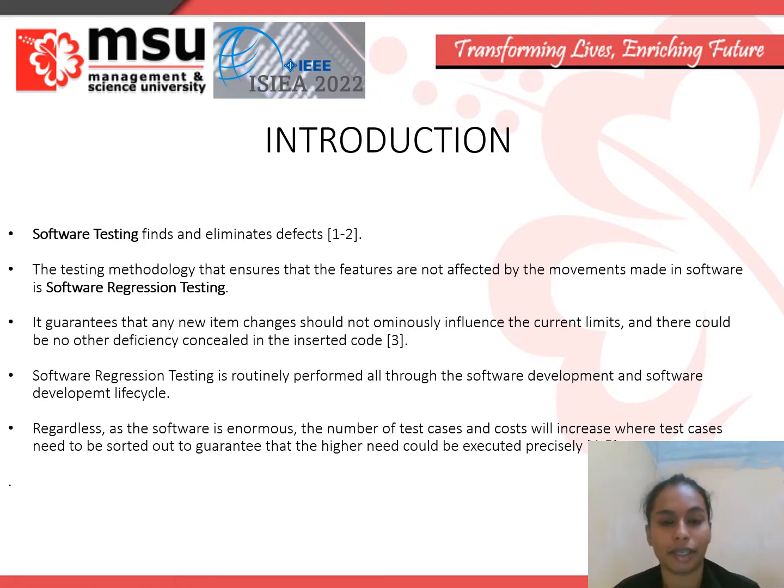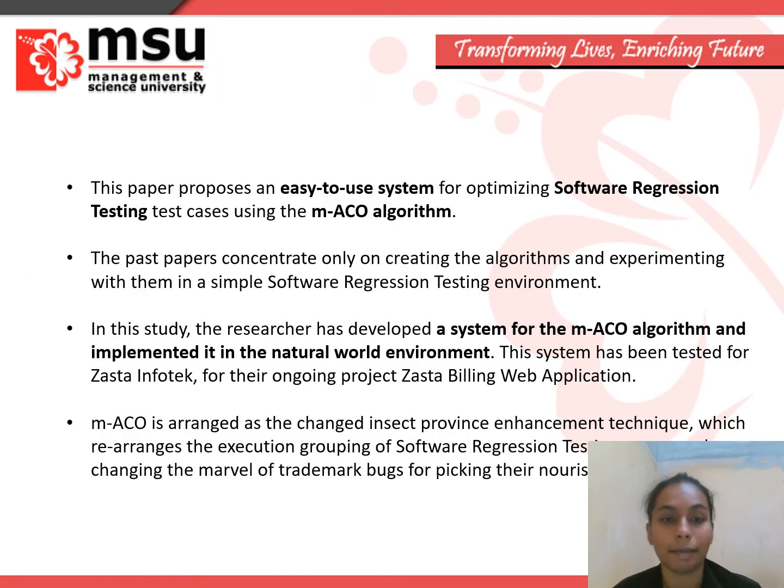Software regression testing is routinely performed throughout the software development lifecycle. However, as the software is enormous, the number of test cases and the cost will increase, so the test cases need to be sorted to guarantee that higher priority ones could be executed first. This paper proposes an easy-to-use software system for optimizing software regression test cases using the m-ACO algorithm.